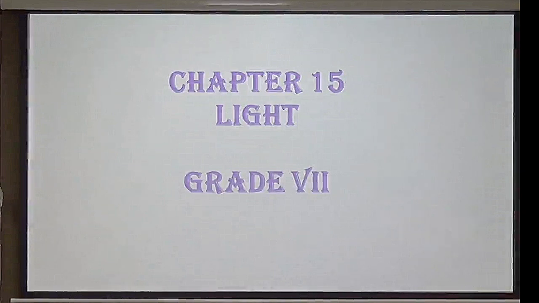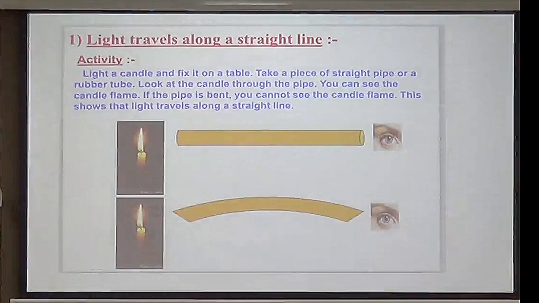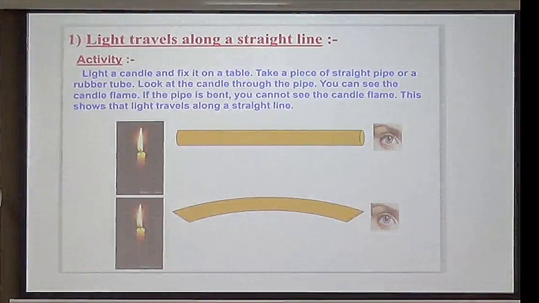So today we are going to study chapter 15, light. So what is light? Light is a form of energy which enables us to see. There are some properties of light which we are going to study in this chapter. For example, the first one is light travels along a straight line. For this we have done an activity.